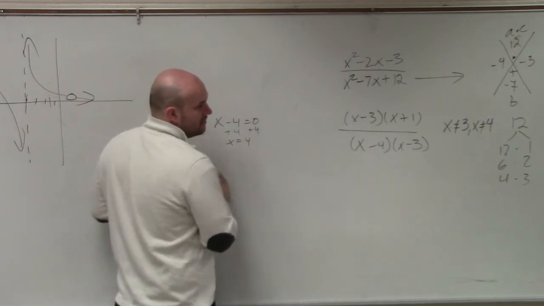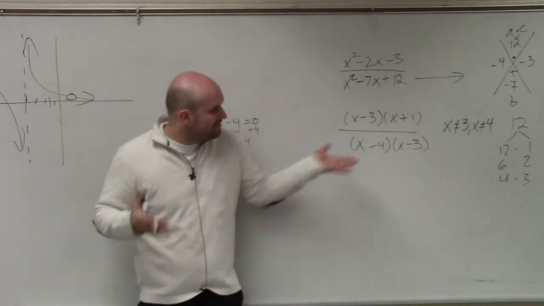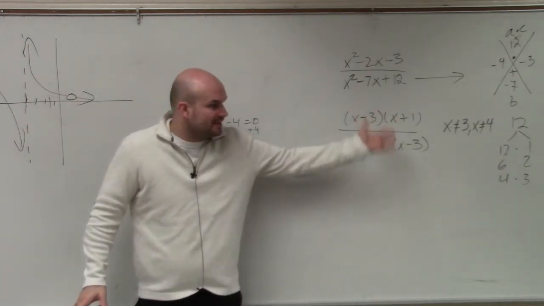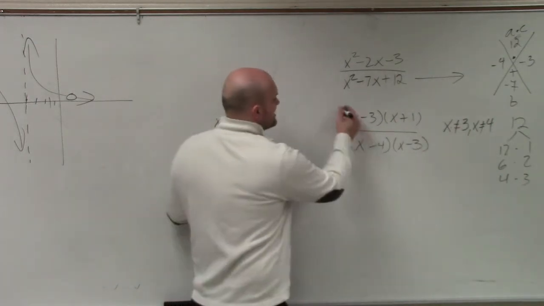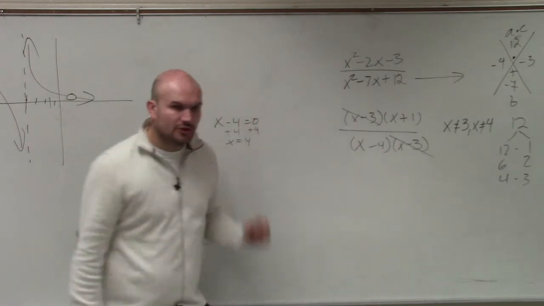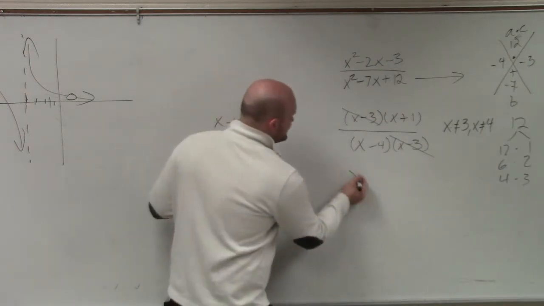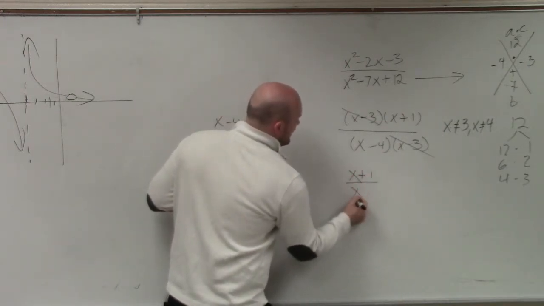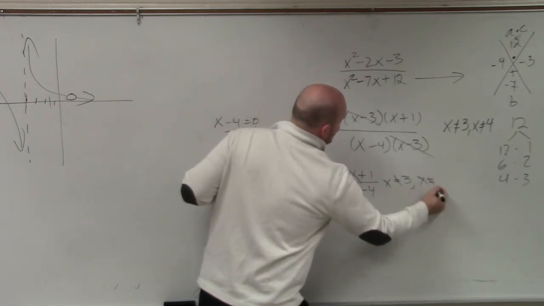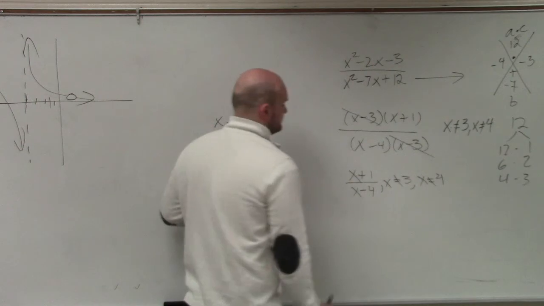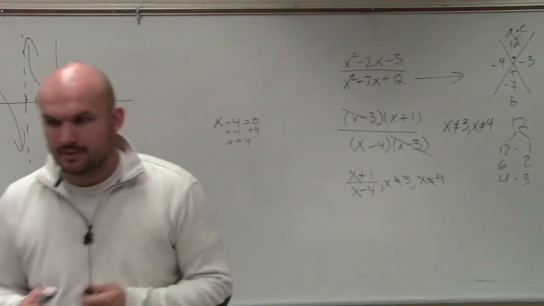Right? So you want to see whatever makes your denominator equal to 0 or one of these factors equal to 0, that's what you do not want it to be. Then I see I have x minus 3. Those divide into 1. So my final answer is x plus 1 divided by x minus 4, where x cannot equal 3 and x cannot equal 4. Oh, I see what we just did. OK?